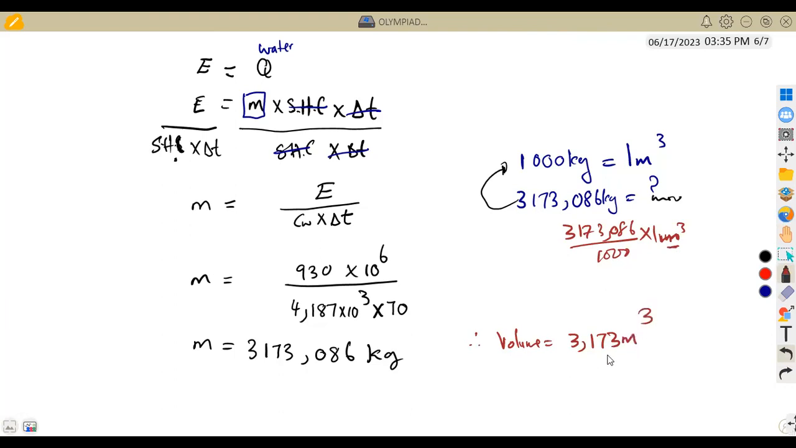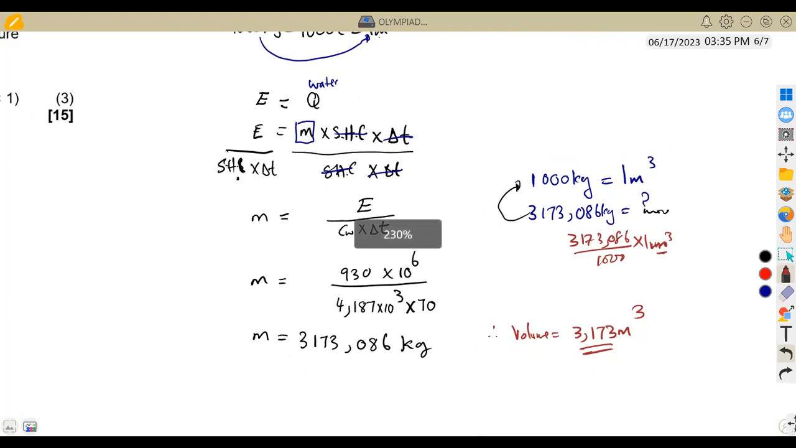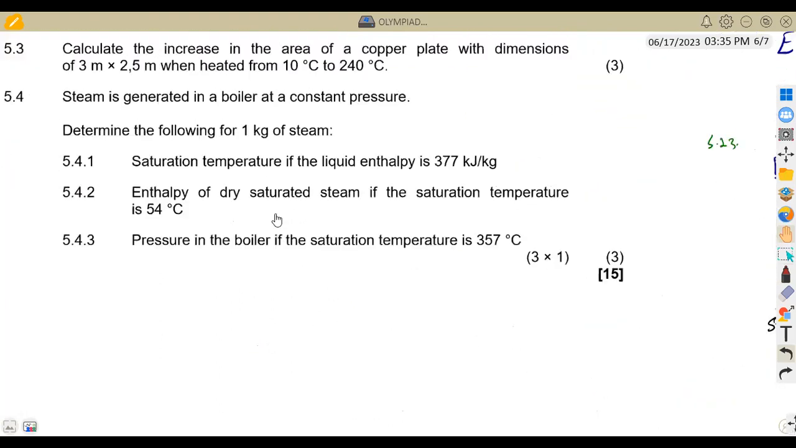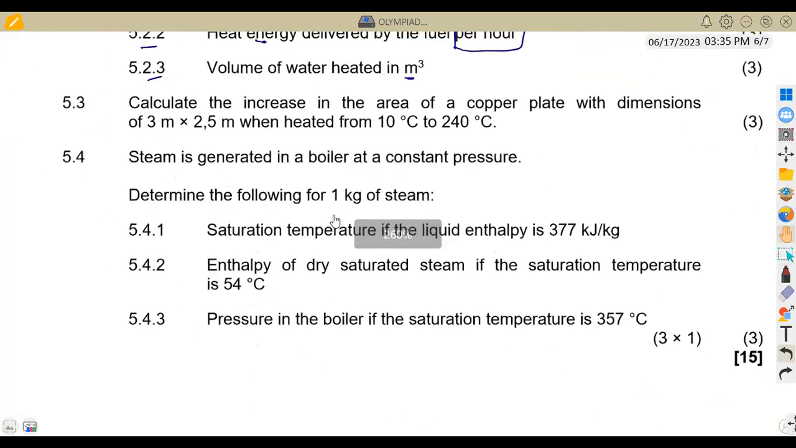So we are now having the volume in cubic meters as per the instruction that we are given. So this is how you play around with your formulas and also with the information that you're given. How can you change a certain unit to another unit? That is the conversion of units, which is very, very important in our syllabus. All right, so that is our question 5.23.